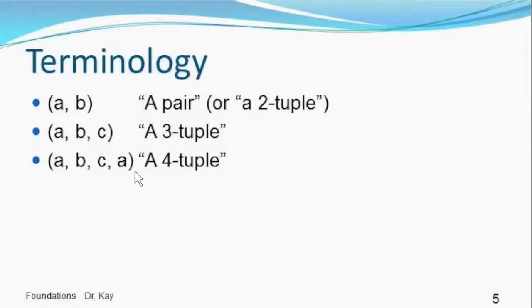Okay. Some terminology: we will often call a tuple with just two elements a pair. Otherwise, we might call it a two-tuple. Similarly, a tuple with three elements, we might occasionally call it a triple, but usually it's a three-tuple. And then we just keep going. This is a four-tuple, and you can have a 27-tuple and a 56-tuple if you want.